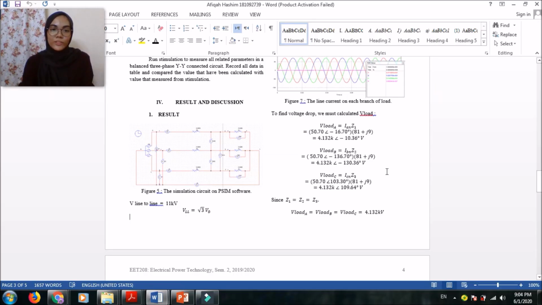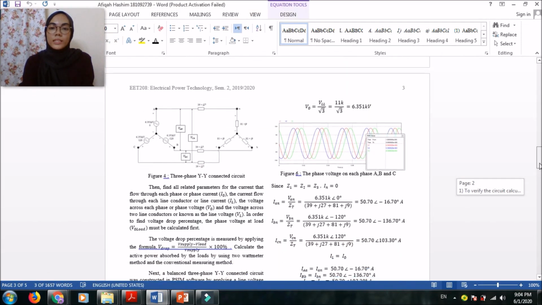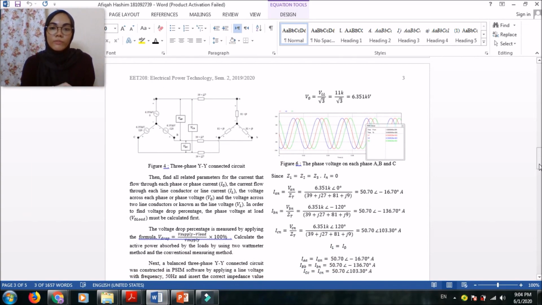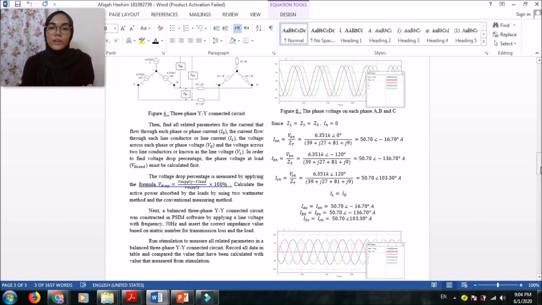The next is the result and discussion. Figure 5 shows the simulation circuit on PSIM software. V line-to-line is equal to 11 kilovolts. In order to get the V phase, we need to use this formula. And my V phase is 6.351 kilovolts. Figure 6 shows the phase voltage on each phase A, B, and C. Since Z1 is equal to Z2 is equal to Z3, IN is equal to 0.